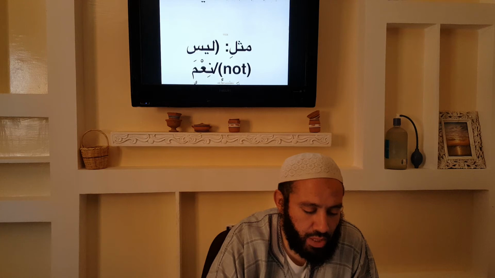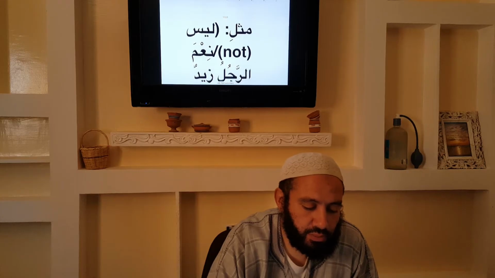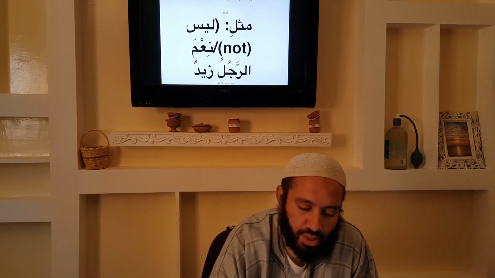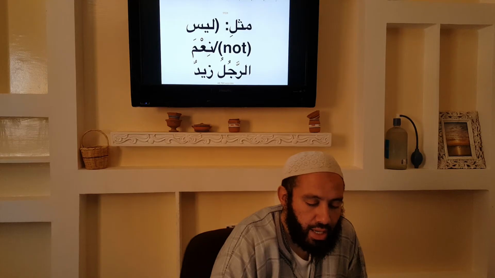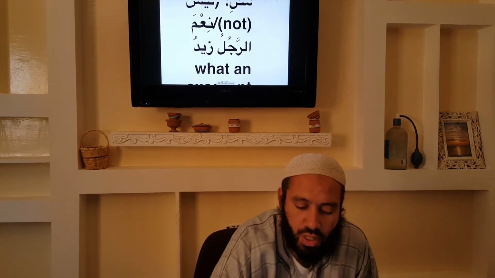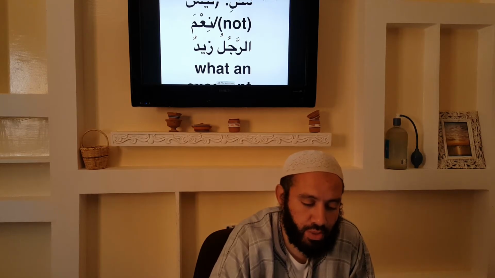For example, كالماضي, like the past. مثل ليس, ليس is a past tense verb. Okay, it means not. It doesn't sound past tense, but it's a past tense verb. ليس خالد مريضا, Khalid is not ill. Anyway, and نعم and بئس, these are two verbs that have only one tense, and that's the past tense. They call them as well فعل جامد.